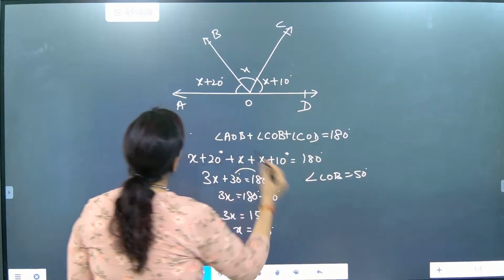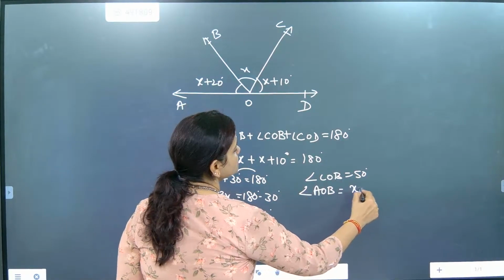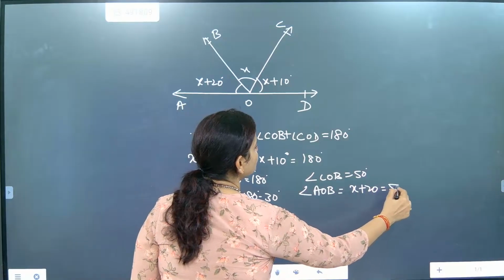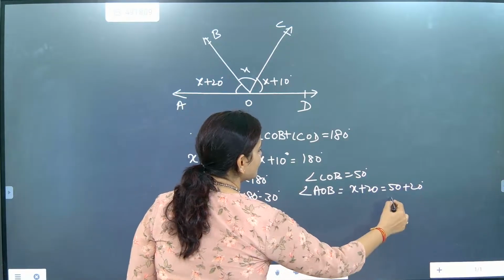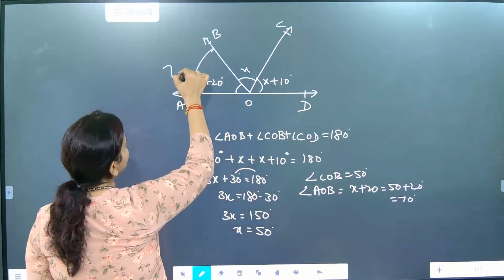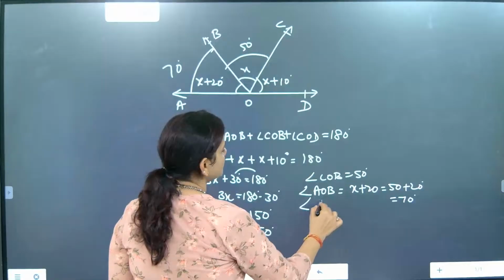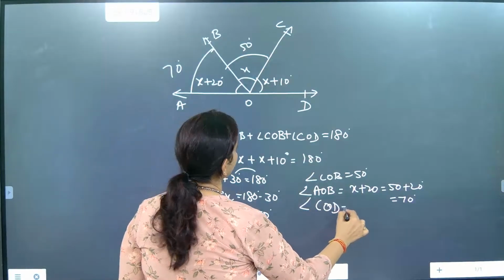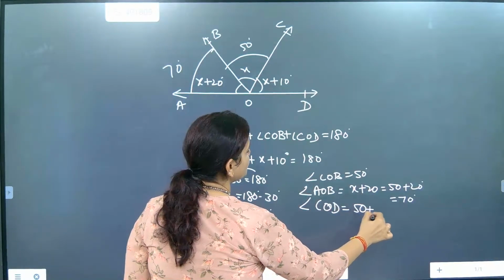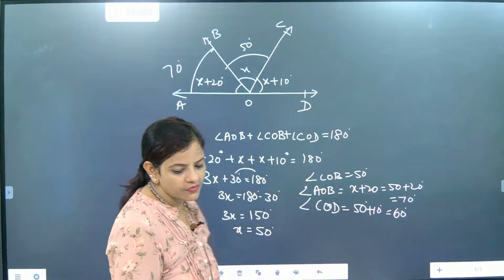So here angle COB is coming as 50 degree. What will be angle AOB? Angle AOB is x plus 20, so 50 plus 20. They are correct. Now online children have given the answer first. This is coming as 70. This is coming as 50. 100% this will be 60. So angle COD is equal to 50 plus 10 degree is equal to 60 degree. Now did you understand what you are writing?